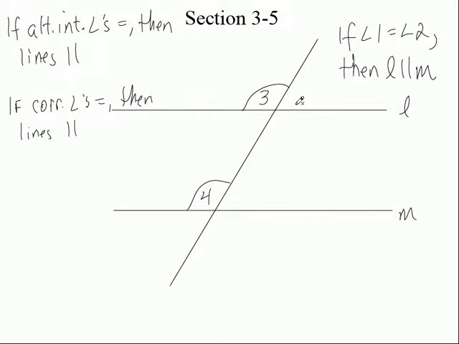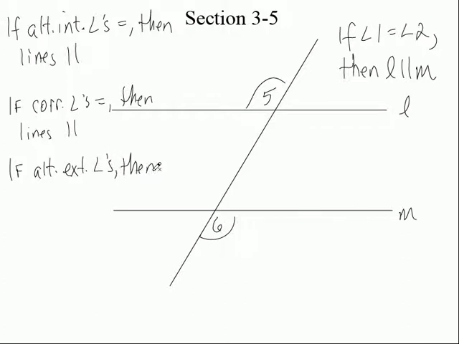Let's write it a couple more times. What if angle 5 and angle 6 were equal to each other? What's the relationship between 5 and 6? They're alternate exterior angles. So what can we write down? If the alternate exterior angles, not lines, are equal, then the lines are parallel.